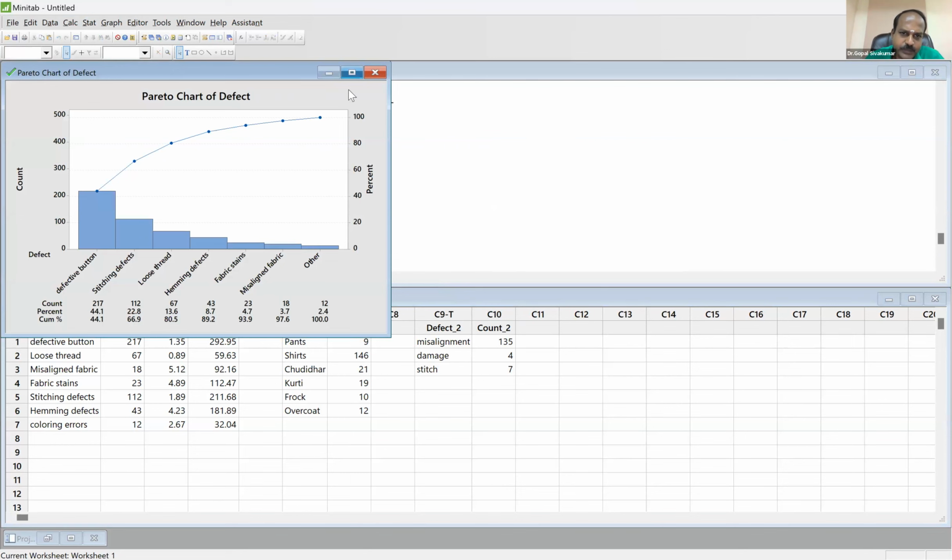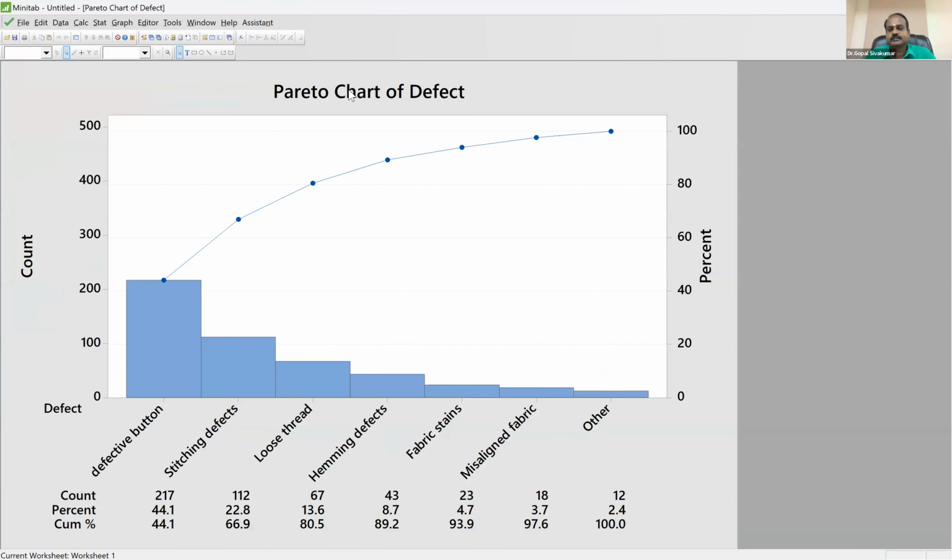Can you see a Pareto here? Yes, sir. So what is this Pareto telling you? The defective buttons are happening very frequently. Am I right? Out of the 492 defect occurrences, 217 times the defective buttons happen. That itself corresponds to 44% of the defects.